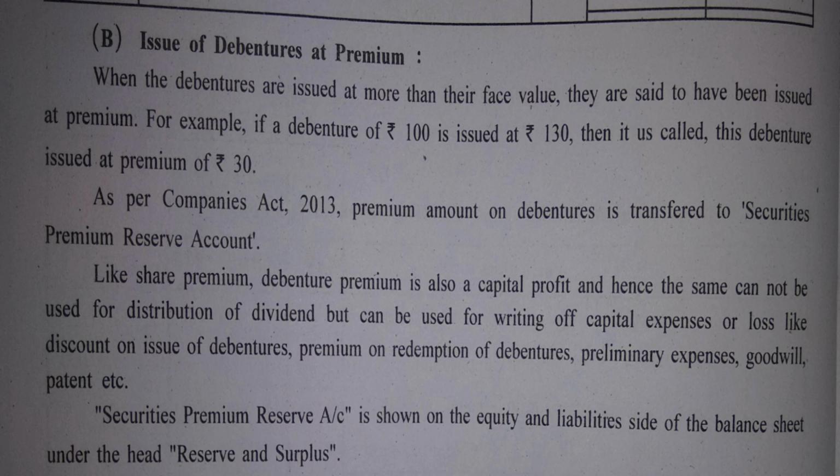Next is when the debentures are issued at premium. This topic is given on page number 70 in your textbook. Now, let us understand the simple meaning. Issued at premium simply means the debentures have been issued at a price higher than its face value. If a debenture of rupees 100 is issued at rupees 105, 107 or 110, 120, then the additional amount is said to be the amount of premium.